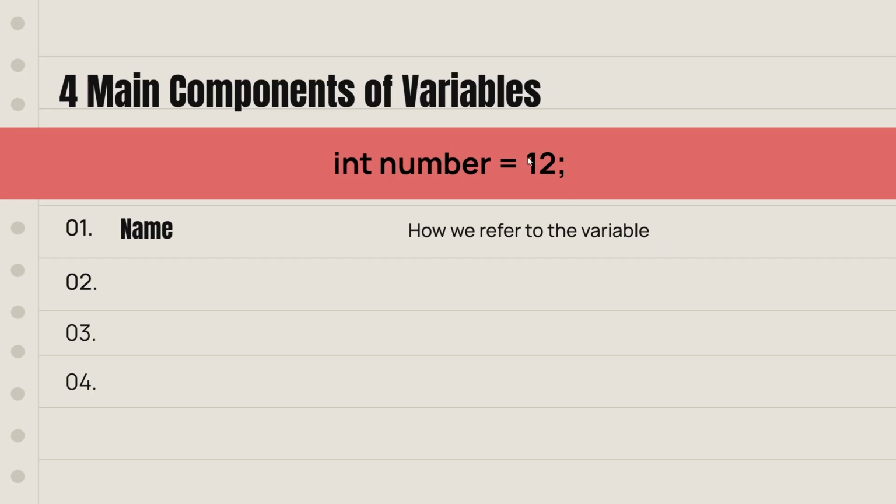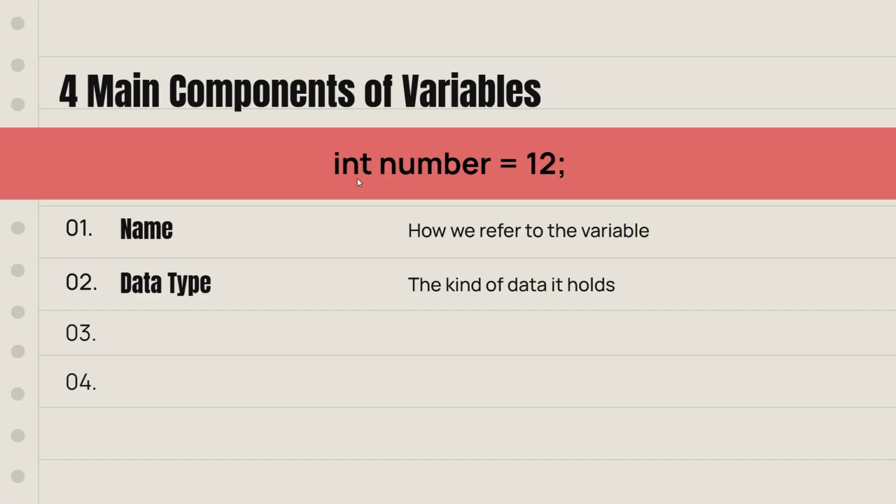So you don't always have to use 12, 12, 12, 12. You can just call number. That is the name of this variable. Secondly, you have the data type. This is the kind of data that this variable holds. It's usually the very first thing you put before the name of the variable itself, and that dictates the kind of information this variable can hold.